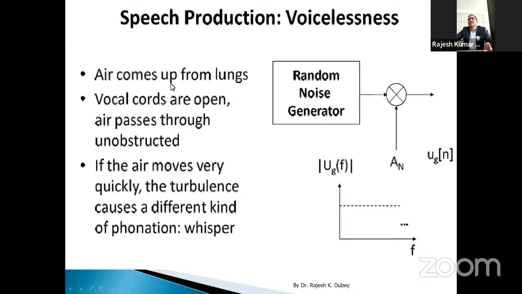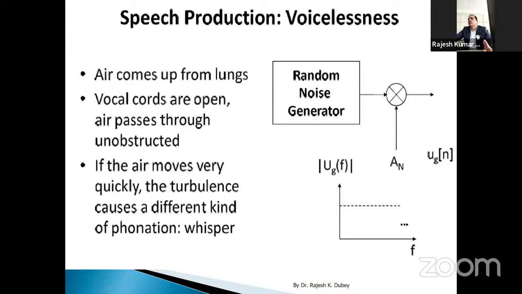In this case, air just comes from the lungs. Vocal cords are open, air passes through unobstructed, so there is no opening and closing, and no frequencies are introduced from the vocal cord or glottis side. If the air moves very quickly, the turbulence causes a different kind of phonation, a whisper sound. This is almost like random noise, white noise, and that representation can be used for the unvoiced part.